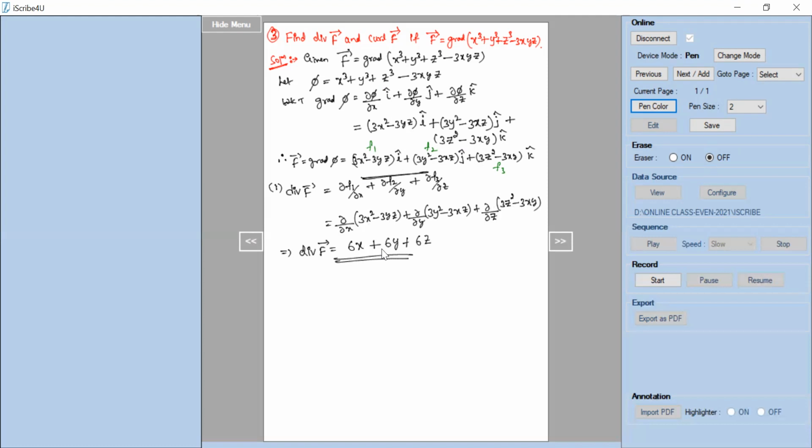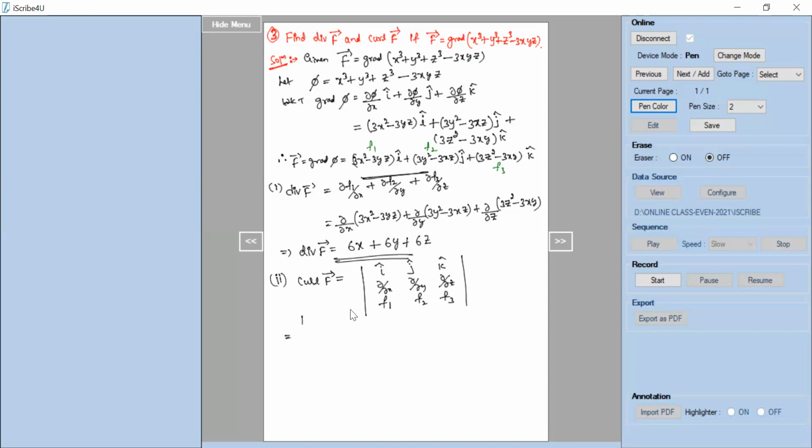Now, the second thing is we need to find what is the curl f. And we know that the formula for curl f is the determinant of i, j, k, ∂/∂x, ∂/∂y, ∂/∂z, and here f1, f2, f3. So here let us substitute the values of f1, f2, f3 in this determinant and expand. We'll get what is curl f.